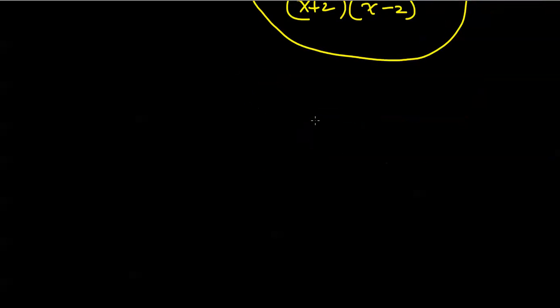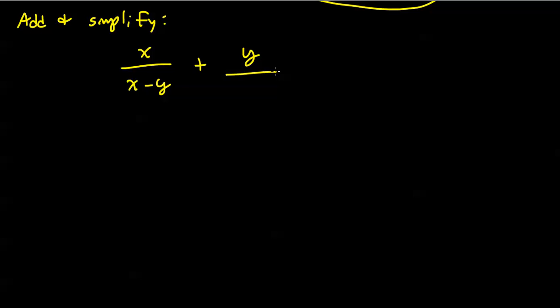Alright, so we're climbing up the ladder with our degree of difficulty here. Add and simplify. Alright, this sum of two rational expressions, well, you could make this a nasty problem if you don't notice something. Do you notice anything about these two rational expressions? In particular, do you notice anything about the two denominators?